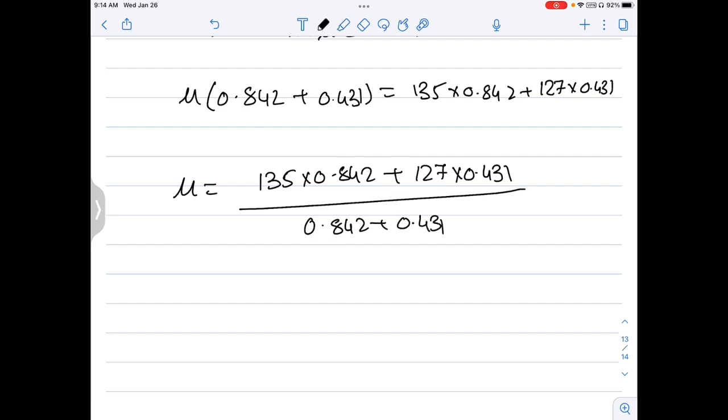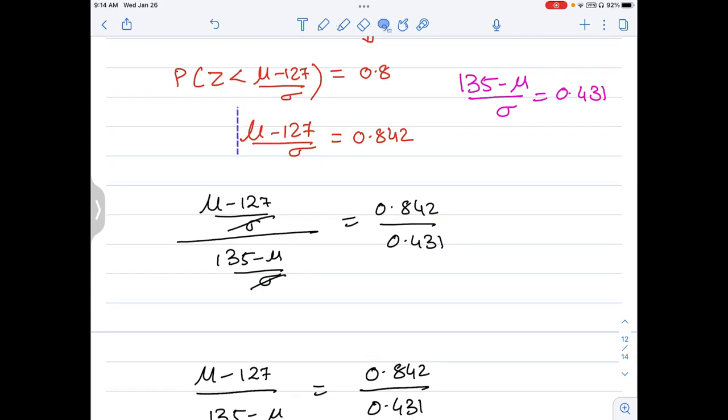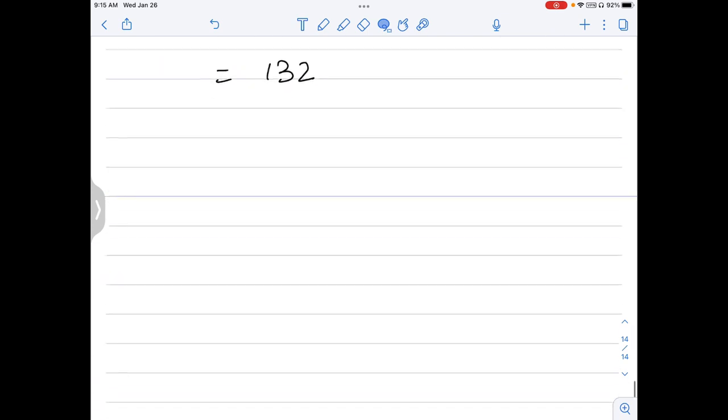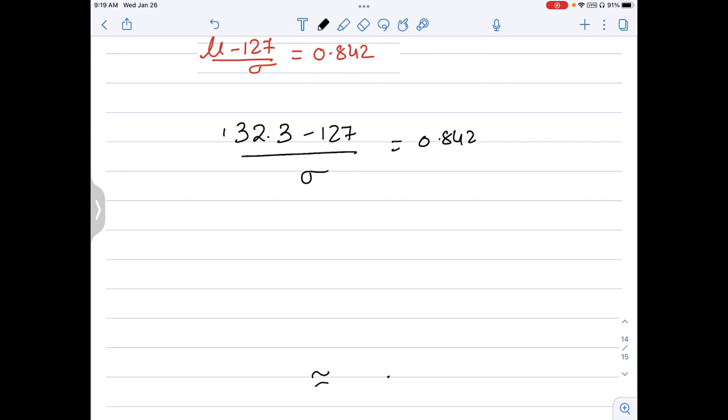So a very long calculation. What we can do is take the calculator and do the simplification, which should be giving you the answer: mu value is 132.3 in four significant figures. Substitute this mu value in any one of the equations. I take the first equation: (132.3 minus 127)/sigma is equal to 0.842. So sigma is equal to (132.3 minus 127)/0.842.